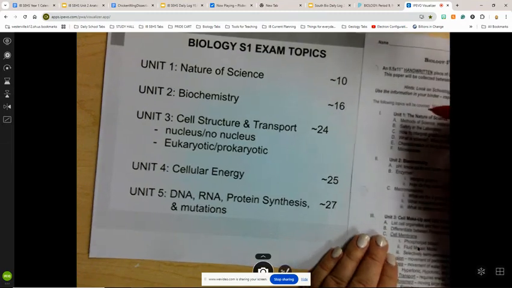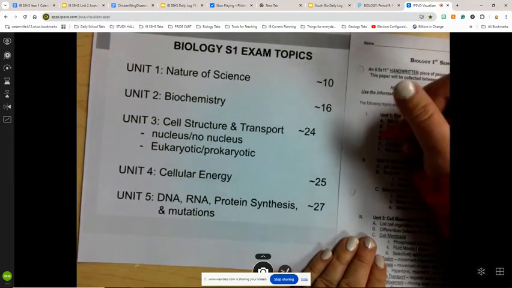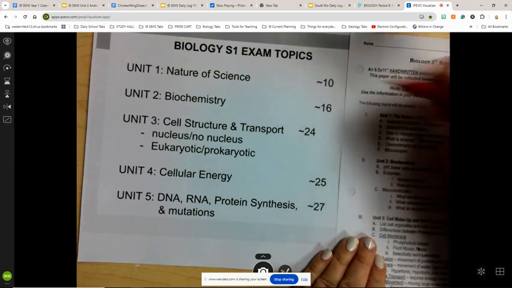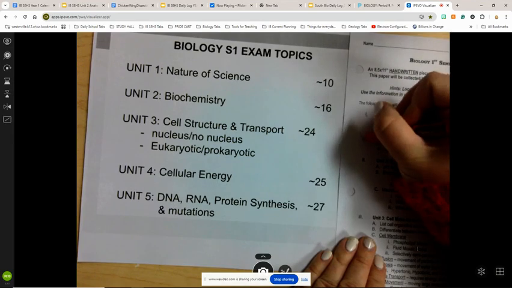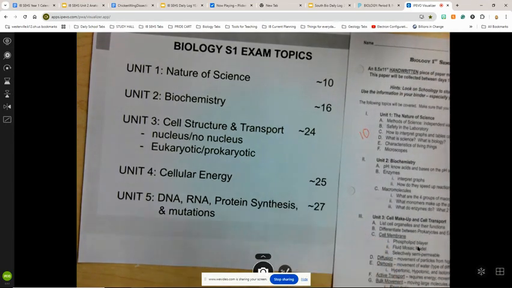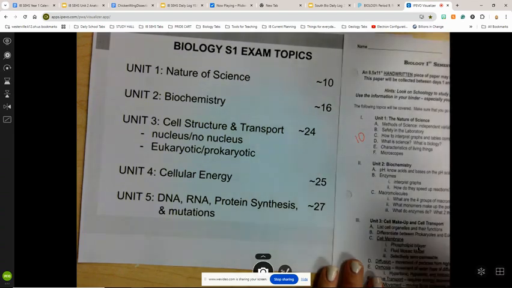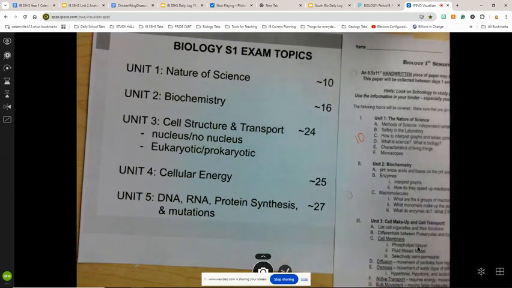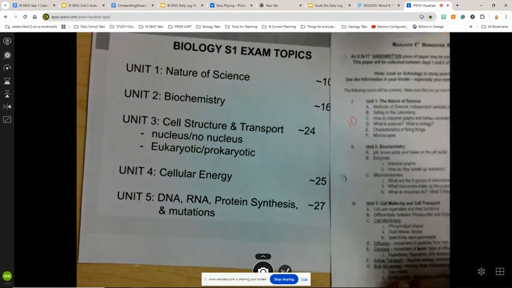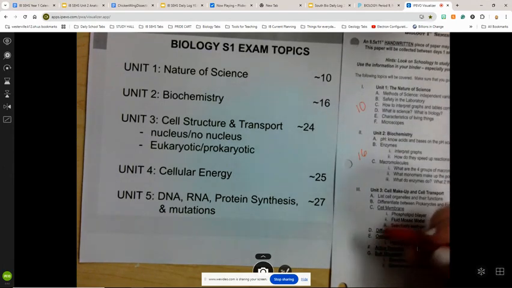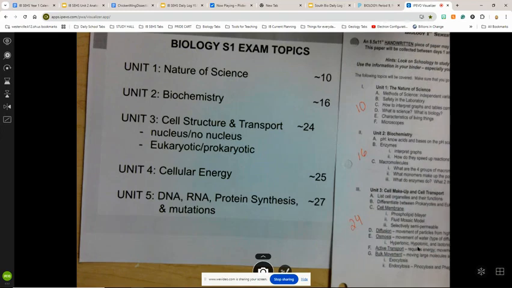Okay, so on your sheet, you guys have this slide on the daily log, but on your sheet, this first part, nature of science, it's going to be 10 of the points. We just got this to be a little over 100 now, but 10 points are going to come from here. There'll probably be about 5 on each day, about half on each day. So you'll have 2 50-point tests on Wednesday and Thursday of next week. Biochemistry is 16 points. That was the second unit. The third unit is 24 points. That's going to be going through cell structure and transport.